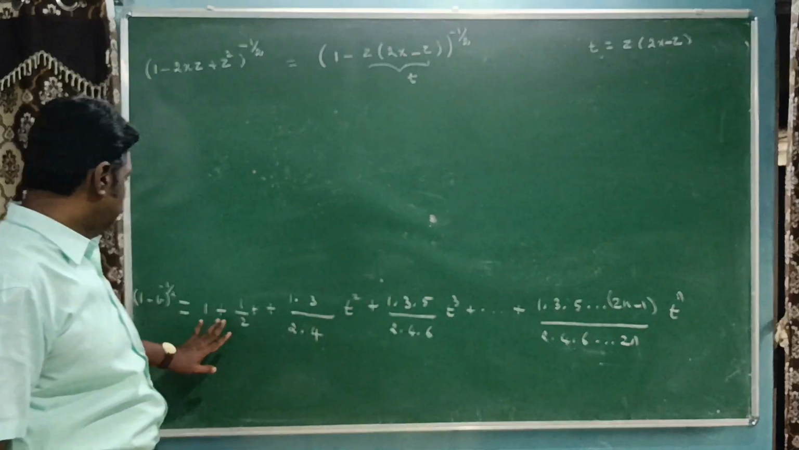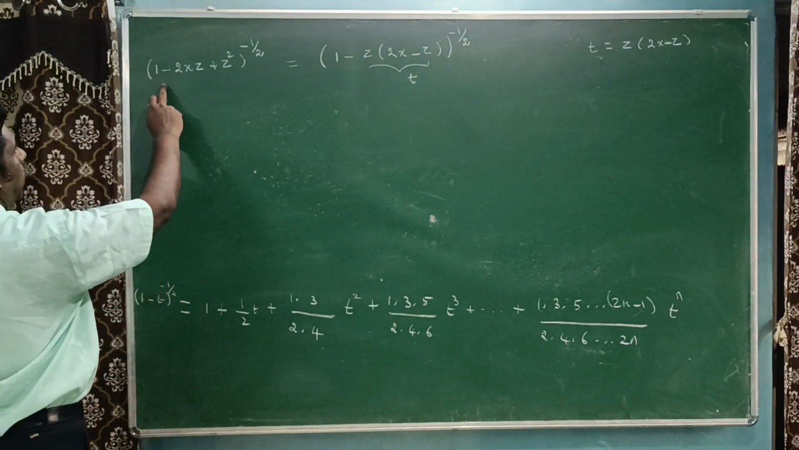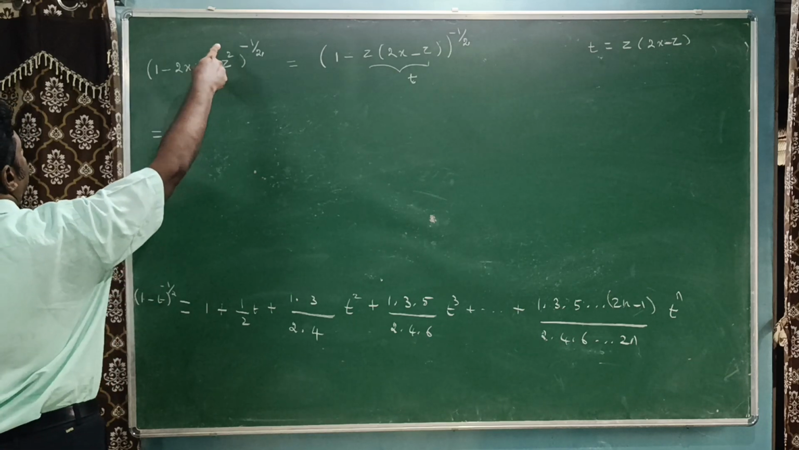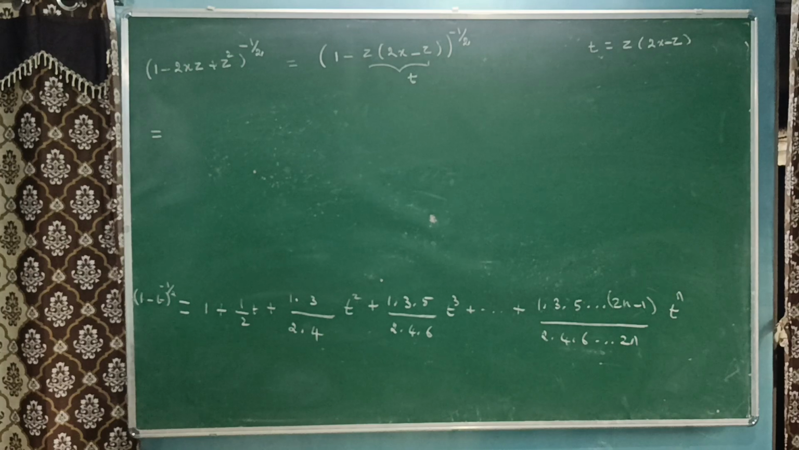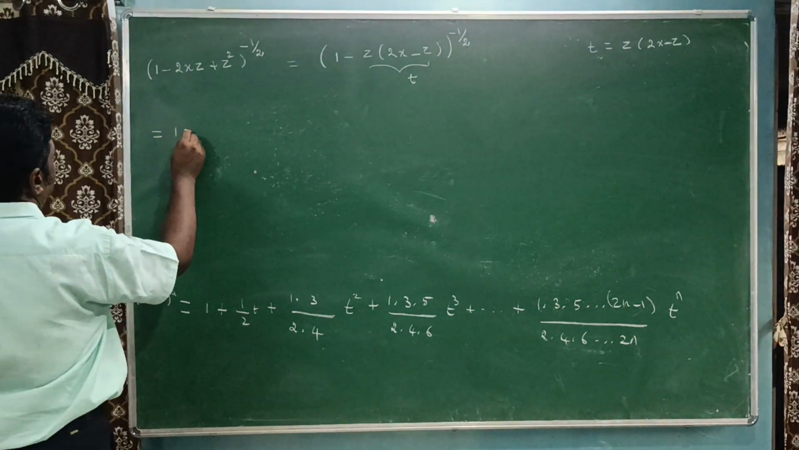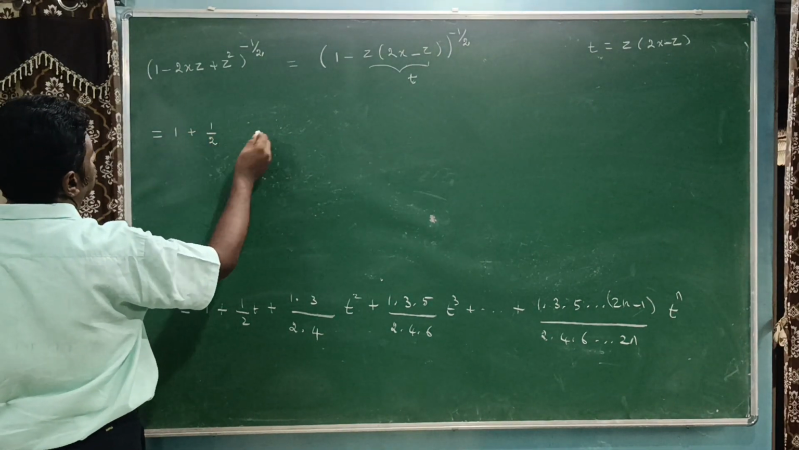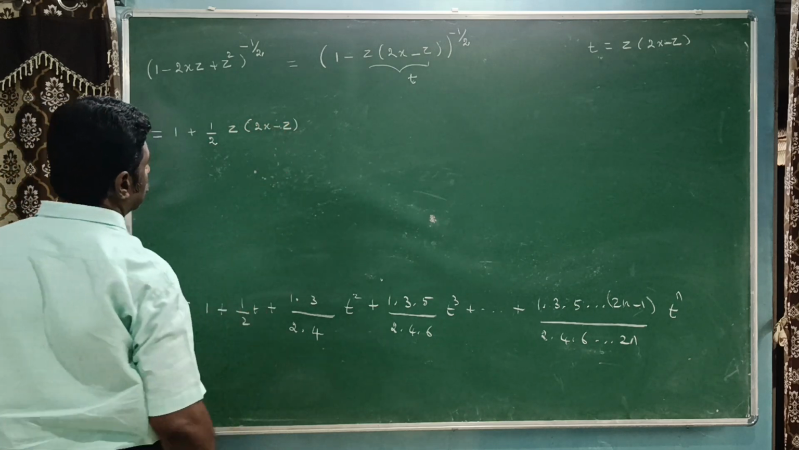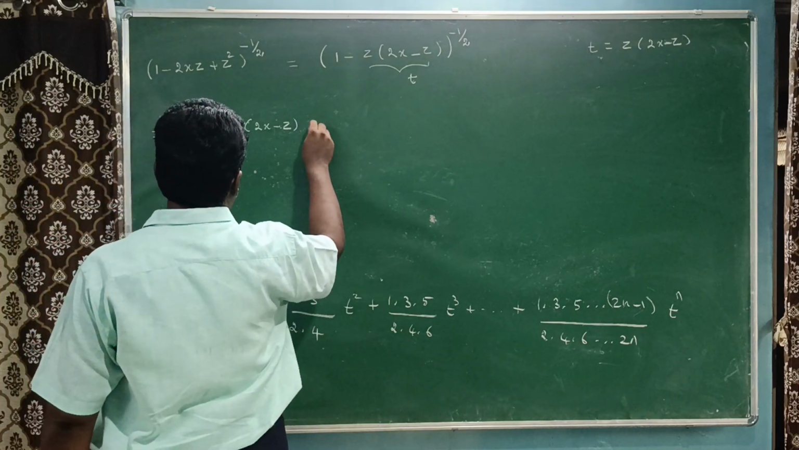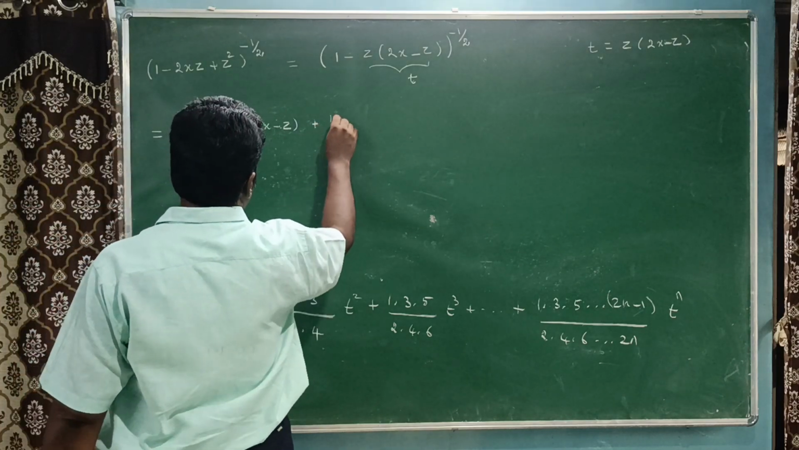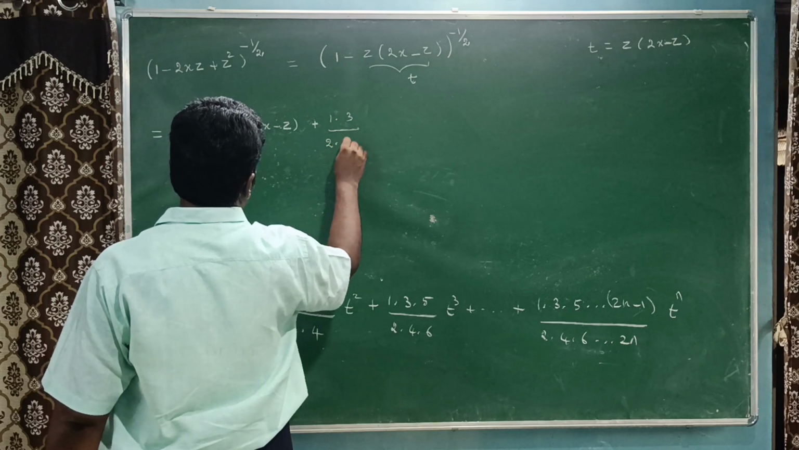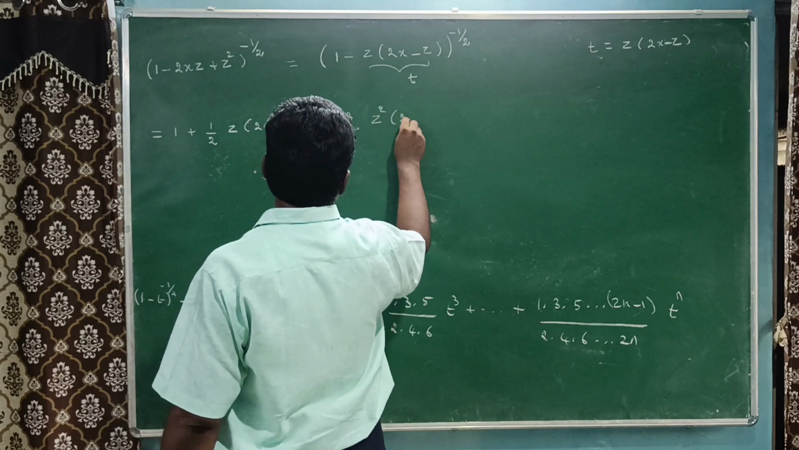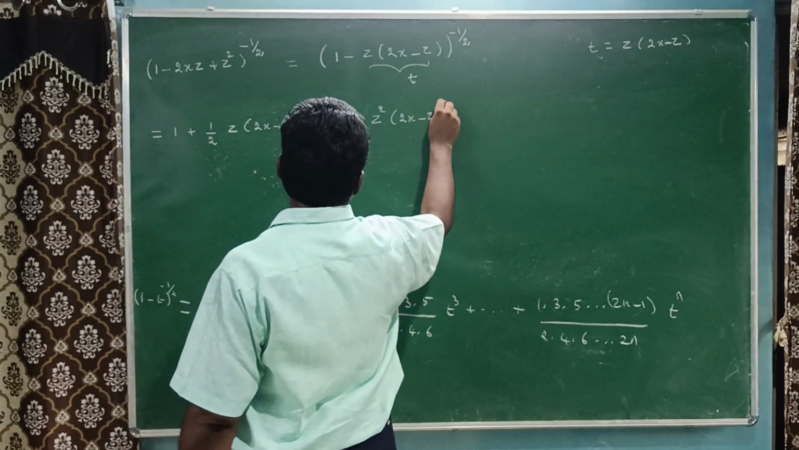Now we have to expand using this formula. So this value equals (1 − 2xz + z²)^(−1/2) = 1 + (1/2)t, where the value of t is z(2x − z), plus (1·3)/(2·4) t², that is z²(2x − z)².